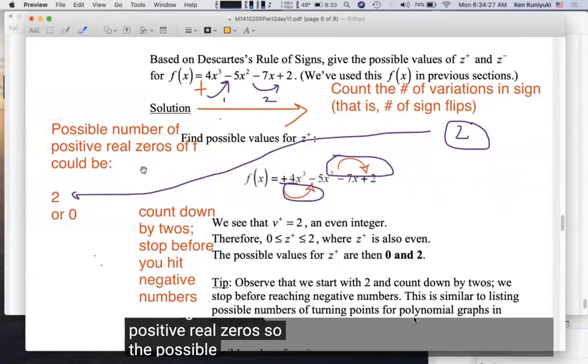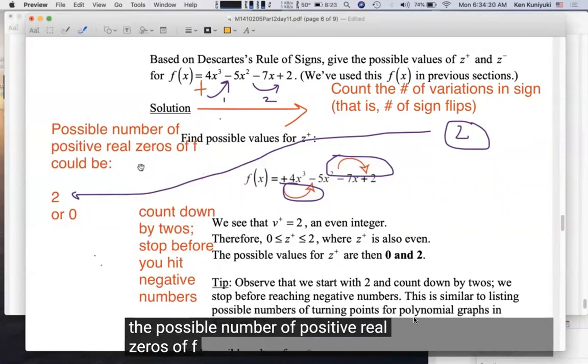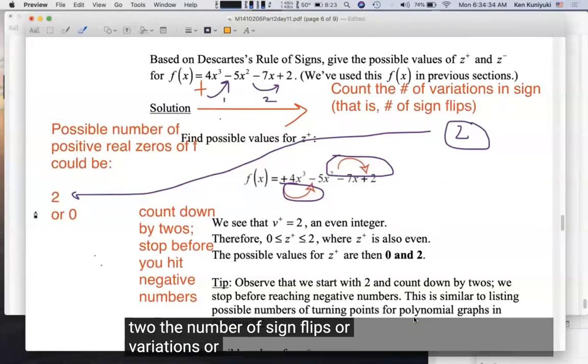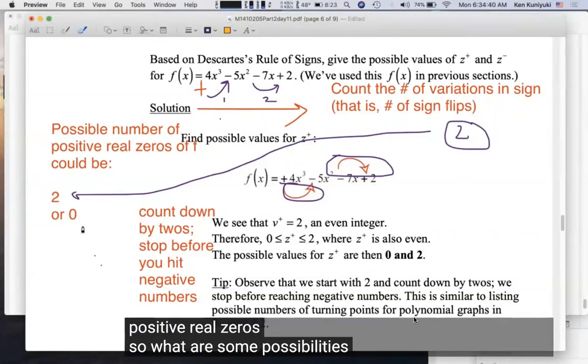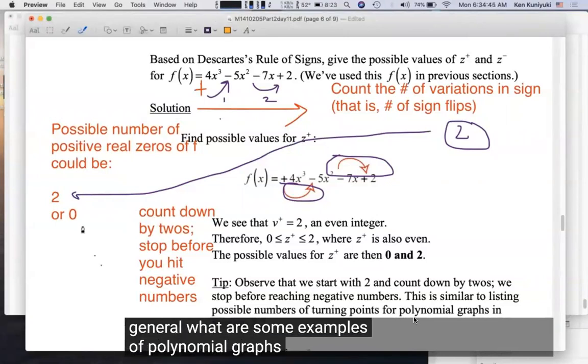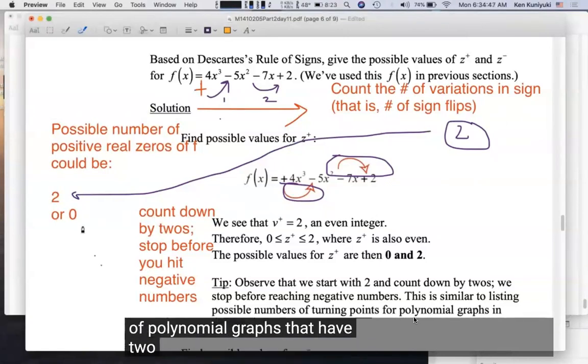So the possible number of positive real zeros of f could be 2, the number of sign flips or variations, or if you count down by 2, it could be none. There could be no positive real zeros. So what are some possibilities in general? What are some examples of polynomial graphs that have 2 or 0 positive real zeros?